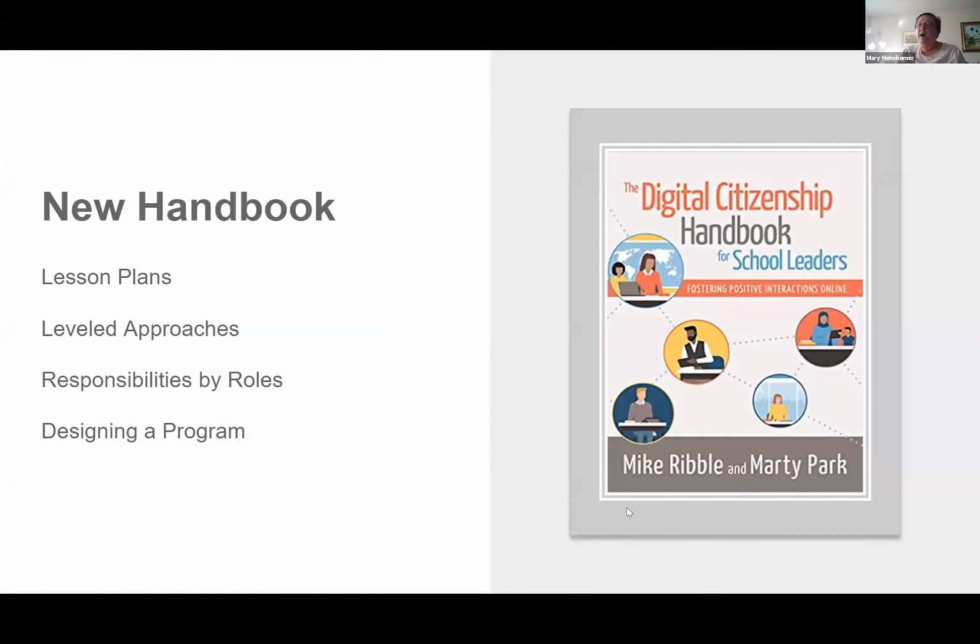There is a relatively new digital citizenship handbook for school leaders. I think ISTE or Corwin Press or one of the education publishers has this one, but it has lesson plans, different leveled approaches to talking about digital citizenship, different responsibilities by roles, because a lot of times I think in our schools, the teachers will say, well, it's not really my job to teach this, but there are different places you can bring these concepts into curriculum when you're working with the kids on technology.